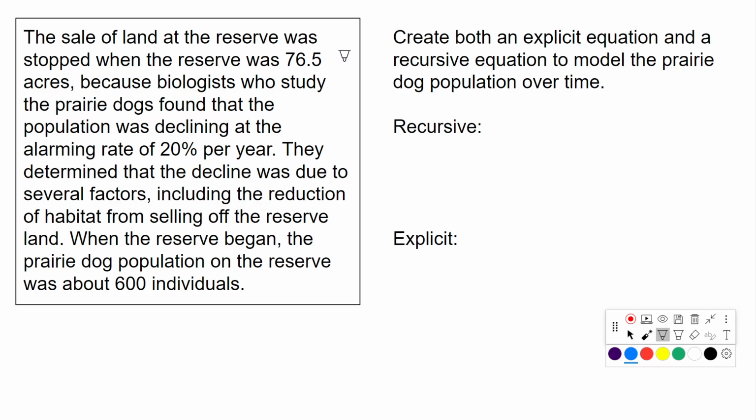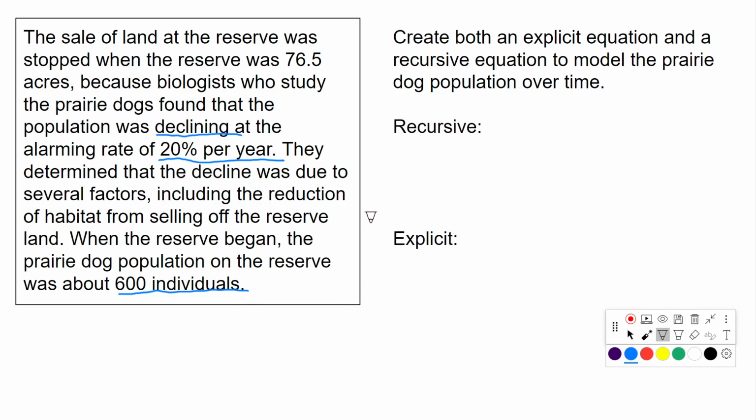In class we had the example of prairie dogs on a reserve, and they were selling off some of the reserve land as humans wanted more of the land around the reserve. And what they found was during the time before they put a halt to the sale of the land, there was a decline at a rate of 20% per year in the prairie dog population. When the reserve began, they actually had about 600 prairie dogs on the reserve.